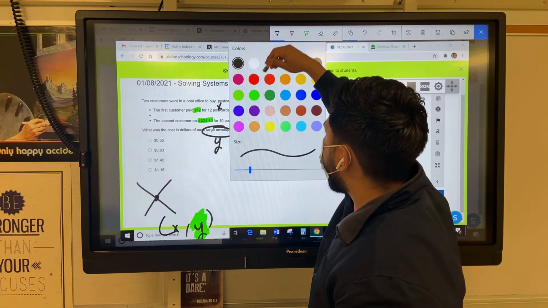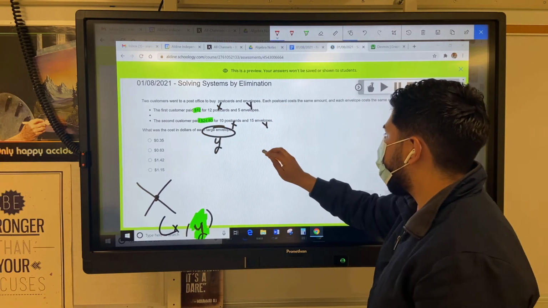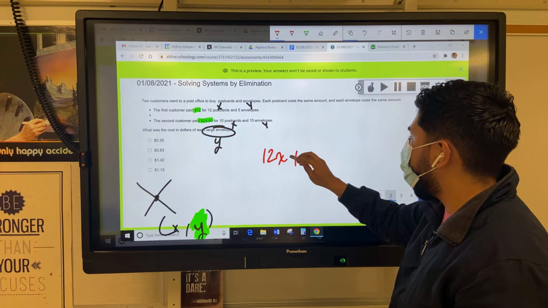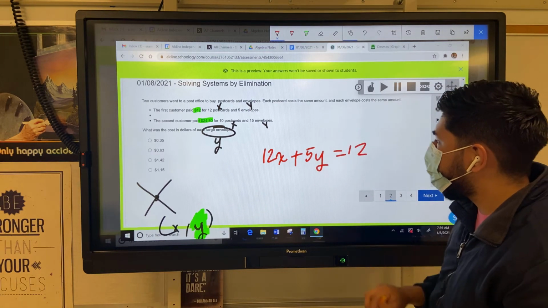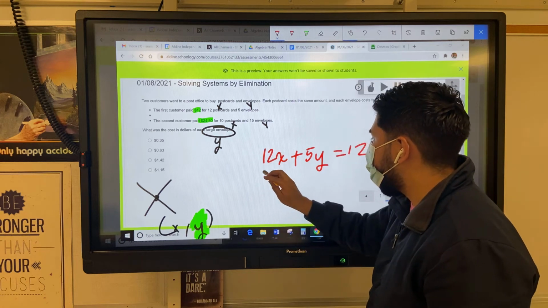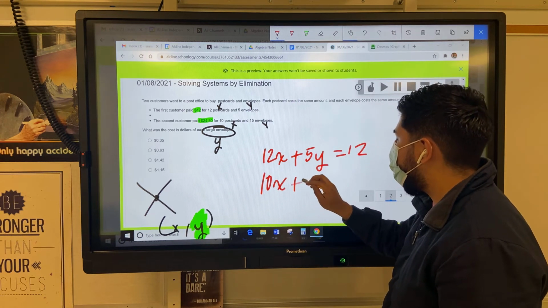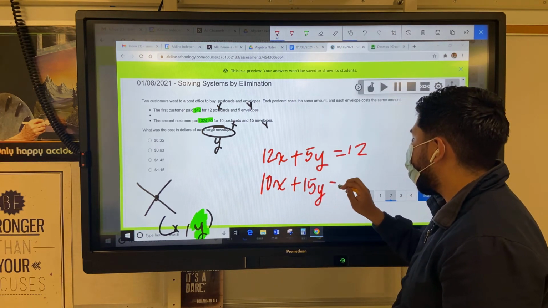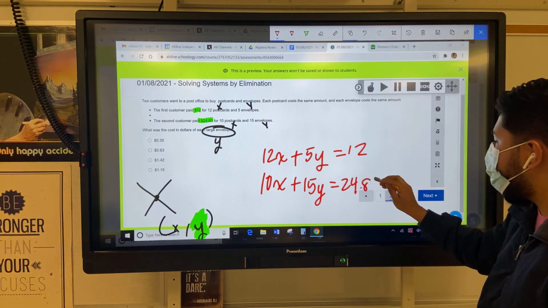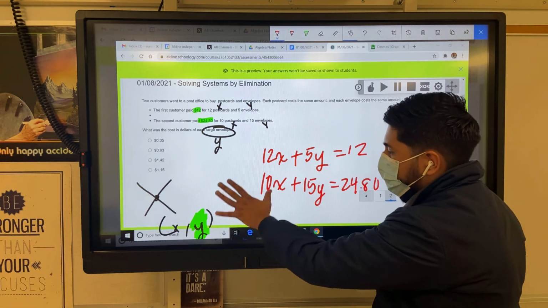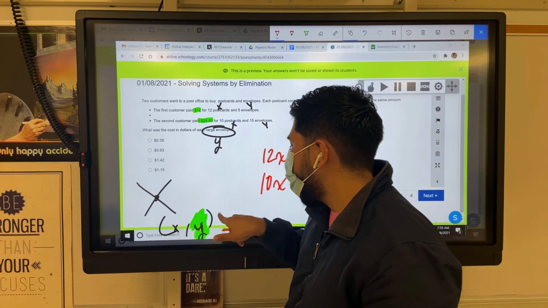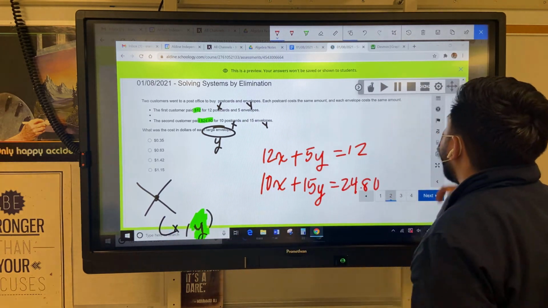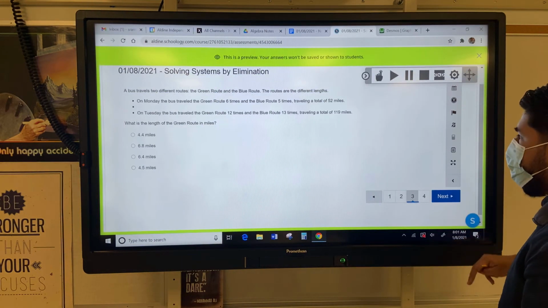But let's set up the equations. So the first one is 12x plus 5y equals $12. Next one is 10x plus 15y equals 2480. If you want to challenge yourself doing it by hand, go ahead. If you don't want to, then do the graphing. Find out what your y is, choose the answer. Boom. 2 more to go.